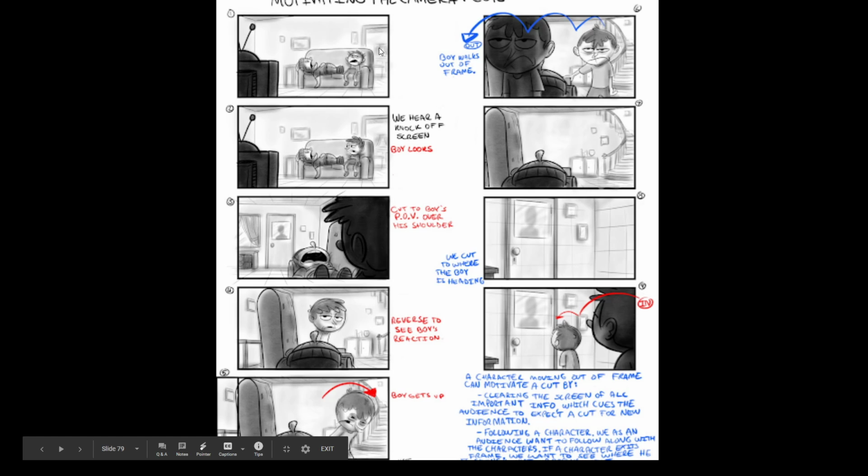right? So in this shot, we have these characters. This camera shot isn't changing. As soon as we hear a knock outside and the character looks off screen, we cut, and we have a good reason to cut to a new shot or new point of view, because we want to see what he's looking at. So we can see someone's outside the door.